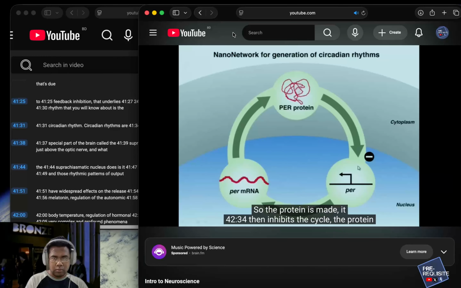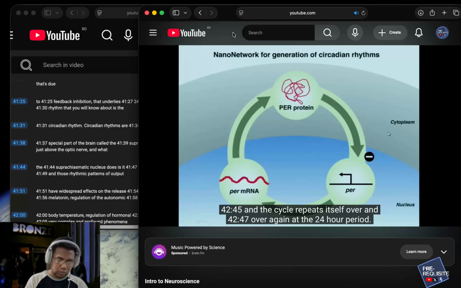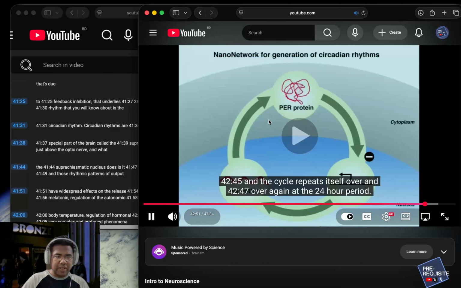So the protein is made, it then inhibits the cycle, the protein is degraded, relieving the inhibition, allowing the cycle to happen again, making more protein, inhibiting the transcription, the protein is degraded, then the cycle repeats itself over and over again at a 24-hour period. Degraded, the term is degraded. I said like vanishes away, but the word is degraded.